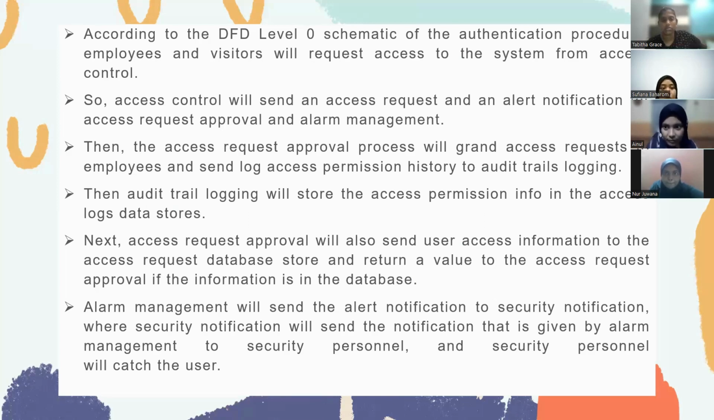So next, I will continue. The audit trail logging will store the access permission info in the access logs data store. Next, access request approval will also send user access information to the access request database store and return a value to the access request approval if the information is in the database. Alarm management will send the alert notification to security notification, which will send the notification given by alarm management to security personnel, and security personnel will catch the user.